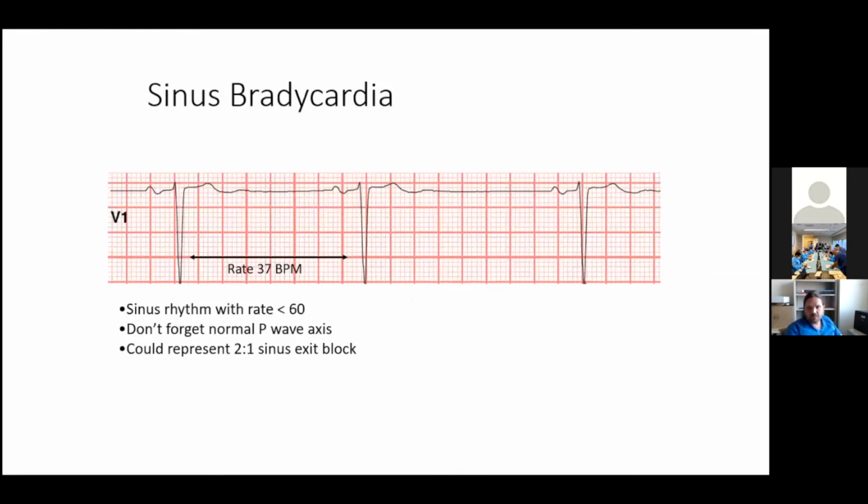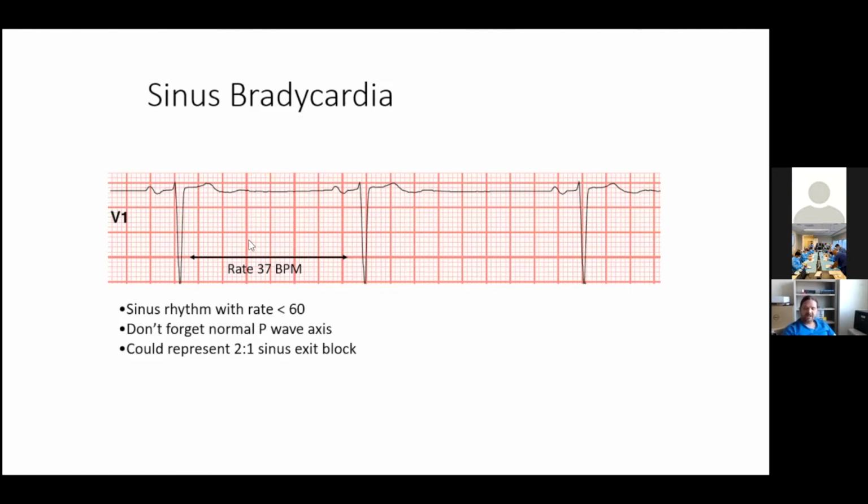Okay, so going through the bradycardias from the sinus, we start with sinus bradycardia. This is sinus rhythm with a rate less than 60. Always look to make sure that it's sinus. In V1, we're going to have a positive-negative P wave. In 1 and 2, usually we're going to have positive P waves.